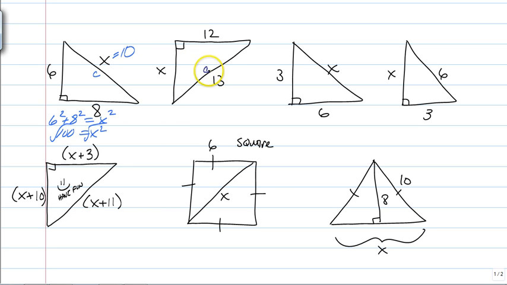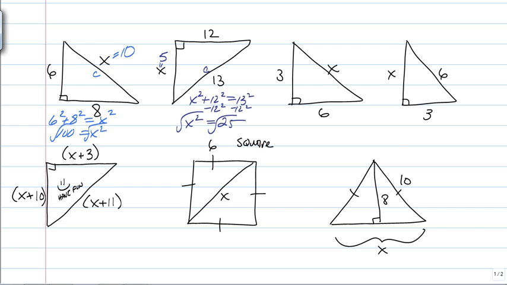So here's your C. So this would be x squared plus 12 squared is equal to 13 squared. You have to get x squared by itself, so we're going to subtract 12 squared from both sides. So x squared is equal to 13 squared minus 12 squared, which is going to give you 25. Square root both sides. X is equal to 5. And that's it. That's what the Pythagorean theorem is.